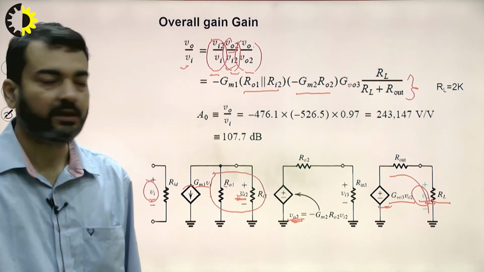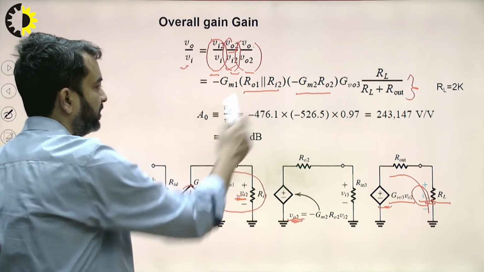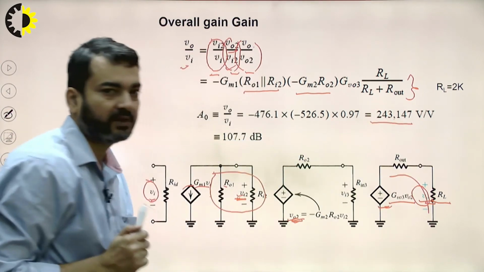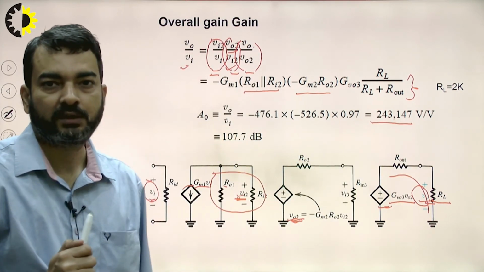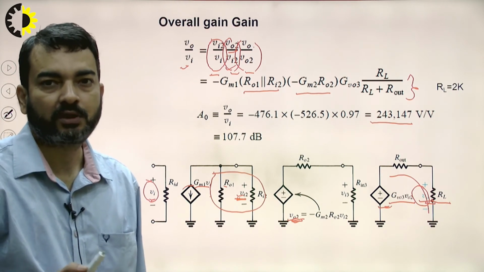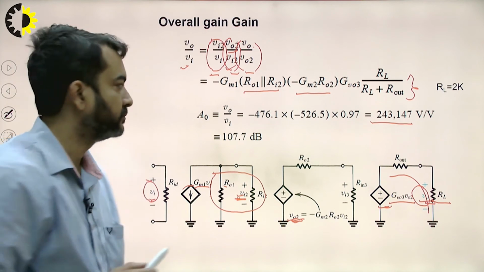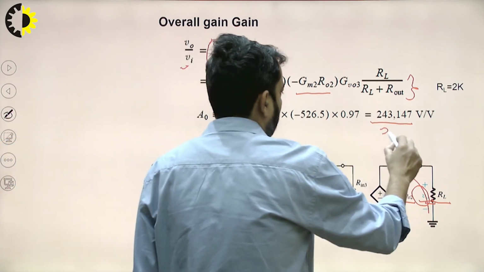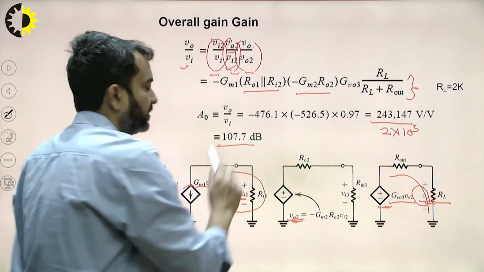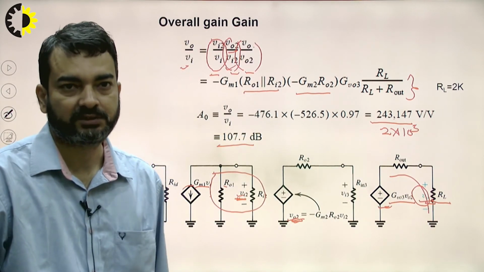Now putting the values of these parameters, we will get a net voltage gain of 741 as 243147. So approximately this is 2 cross 10 to power 5. And if we convert this into dB, this is coming as 107 dB.